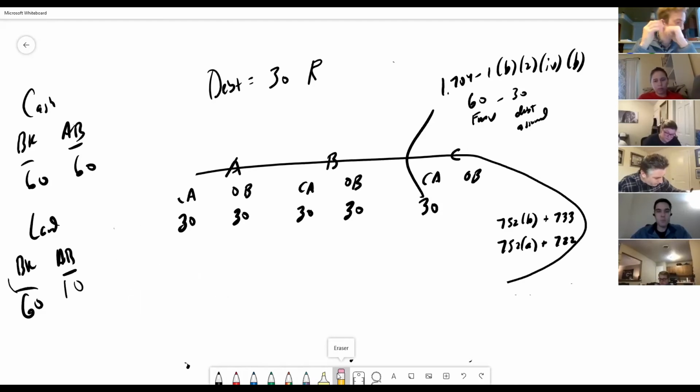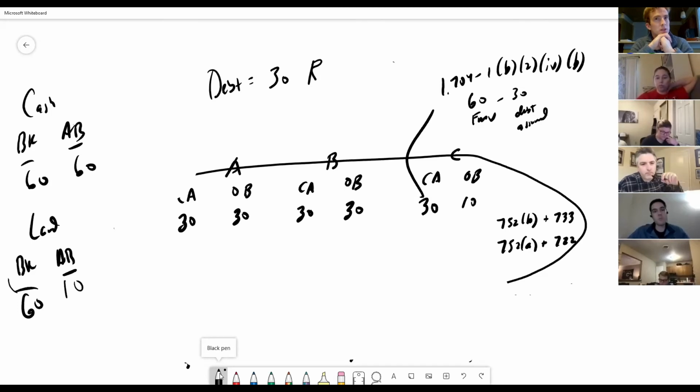So how could it be that the land's basis is only 10, but the debt associated with the land is 30? Any thoughts? Or construct a hypothetical of how that could happen. How can your basis in the property be lower than the debt that's attached to the property? Two ways. Anybody want to take a guess?